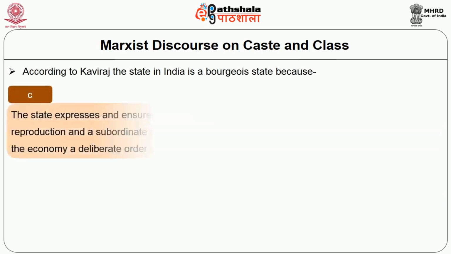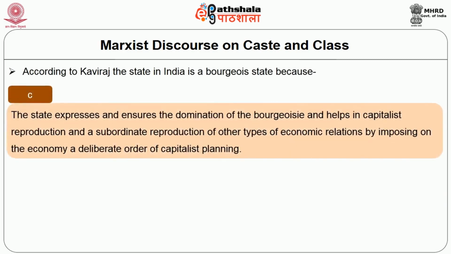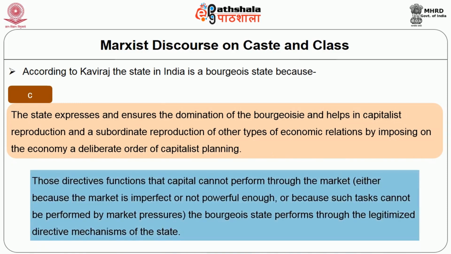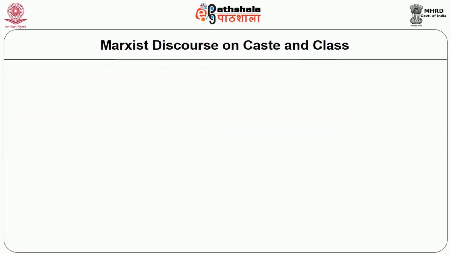And C, the state expresses and ensures the domination of the bourgeoisie and helps in capitalist reproduction and a subordinate reproduction of other types of economic relations by imposing on the economy a deliberate order of capitalist planning. Those directive functions are what capital cannot perform through the market, either because the market is imperfect or not powerful enough, or because such tasks cannot be performed by market pressure. The bourgeois state performs them through the legitimized directive mechanism of the state.